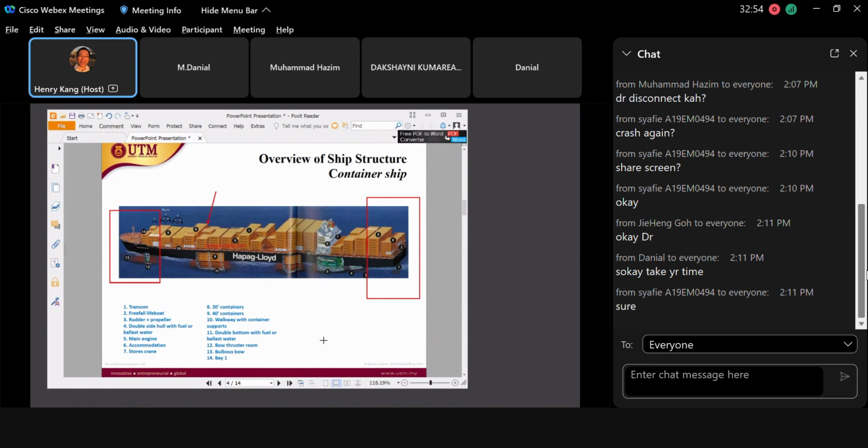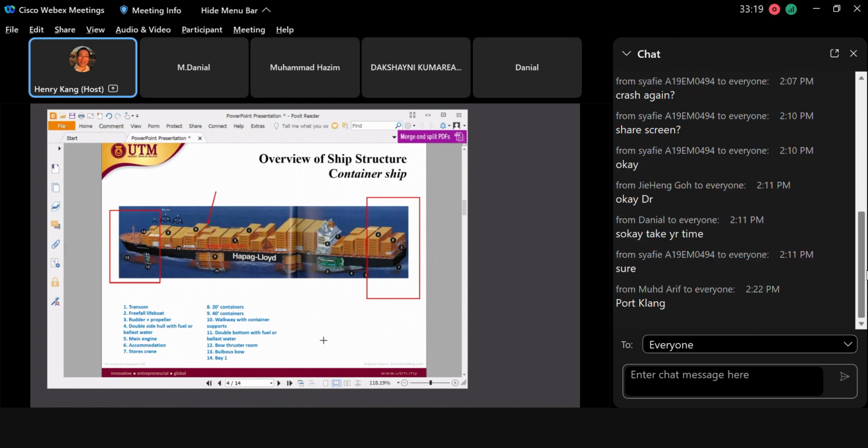My question is, in Malaysia they have a lot of ports, right? So can you name some ports in Malaysia which handle container ships? Any idea? PTP, Tanjung Pelepas, yes. And Klang Port Klang. Okay, Port Klang is most important, right? Port Klang and PTP are container ports.